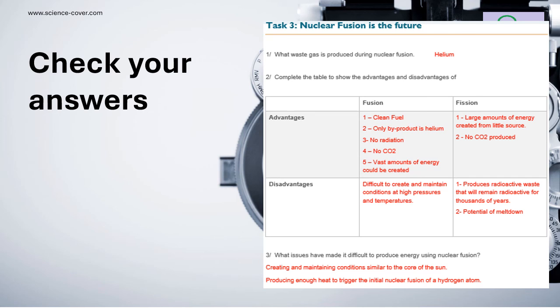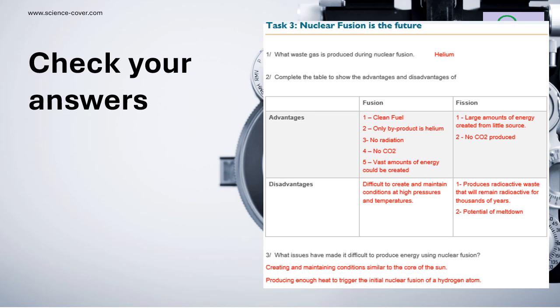So we know that fusion is a clean fuel. It only produces helium as a byproduct. It gives off no radiation. There's no carbon dioxide emitted, or nitrogen dioxide, sulfur dioxide, or methane gas. There's vast amounts of energy that could be created. Its disadvantage is that it's difficult to create and maintain conditions at high temperatures and pressures.